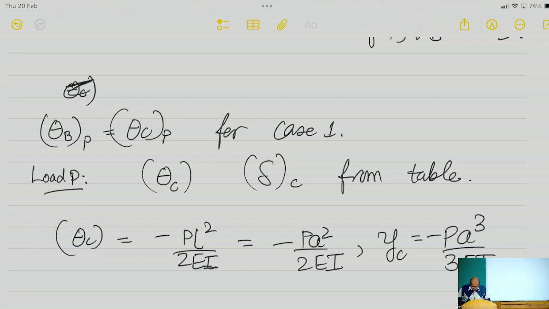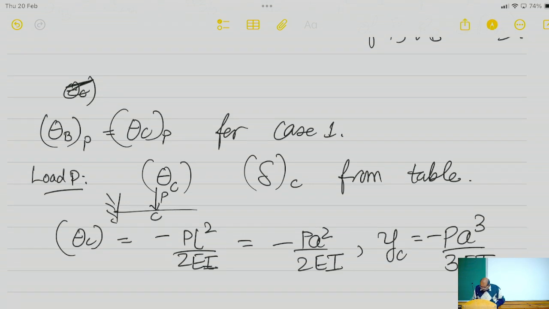This I am reading from the table. Do you want me to go to the table or can you see it on your own? I am first doing only the first delta 1. That means I am looking at this part. So this is C, this is B.